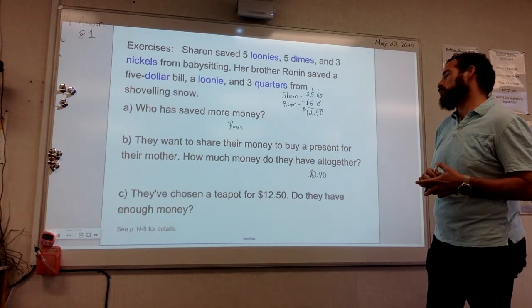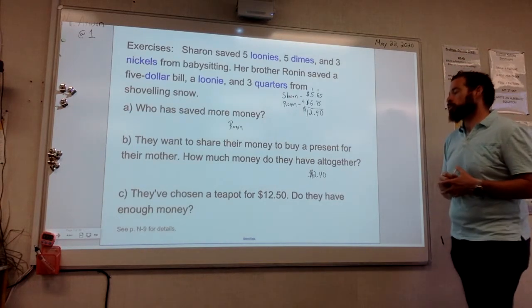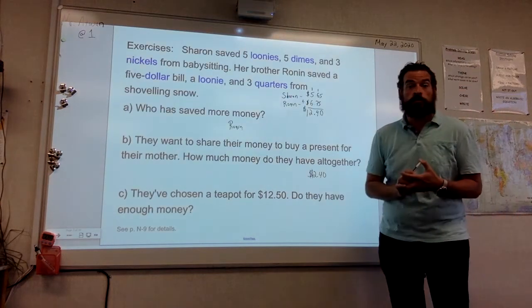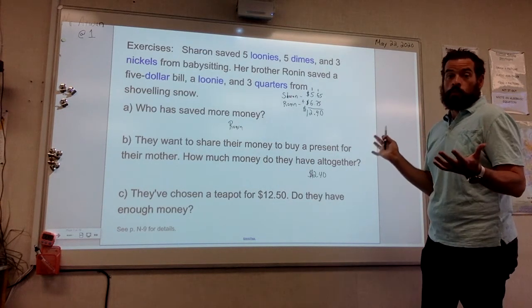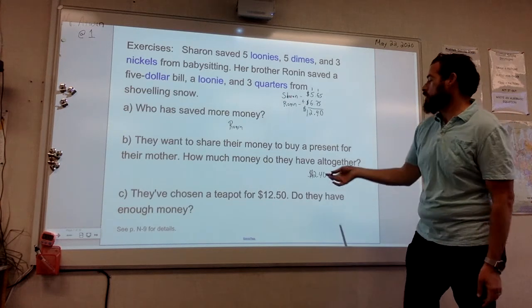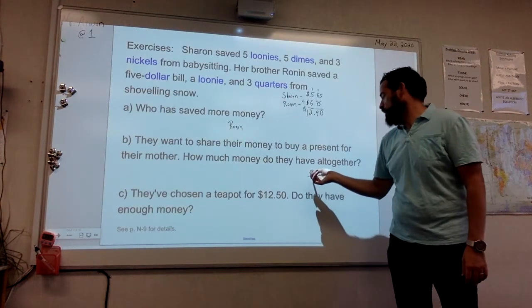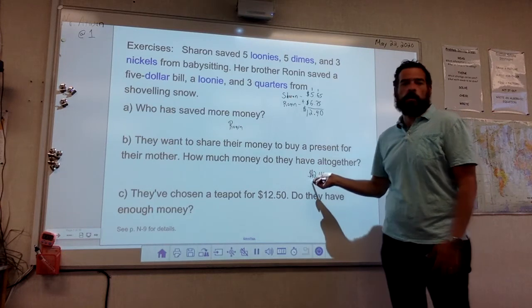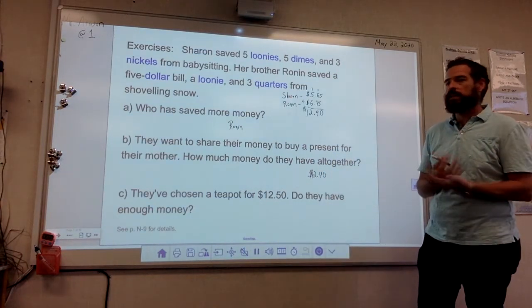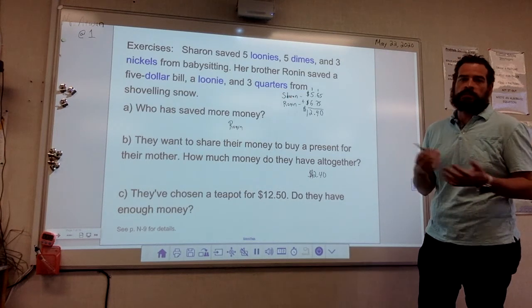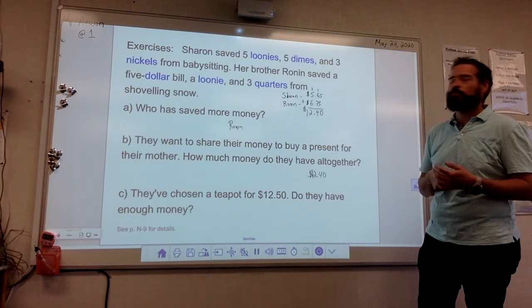Now it says they've chosen a teapot for $12.50. Do they have enough money? You could do this one of two ways. You could look, and if you can quickly recognize that $12.40 is less than $12.50, that's the best way, I say.